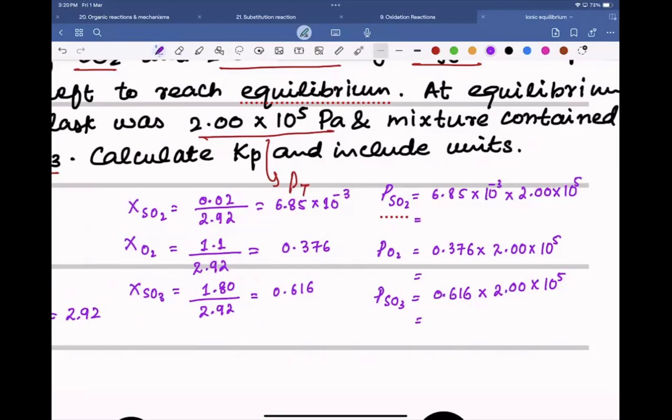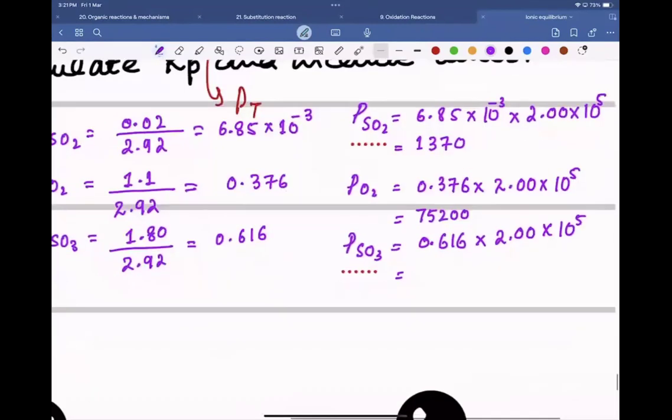So the first one is 1370. Yes. Second one, sir, 75200. What about the third one? Sir, 123200.